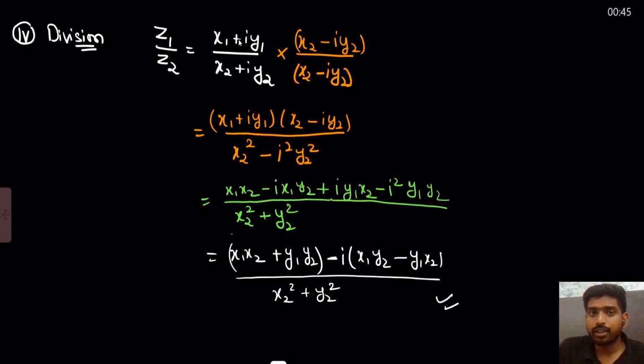This is how we are going to divide. First we will write the numerator and denominator. If the iota symbol is there in the denominator, then we will rationalize and remove this iota from the denominator. Got it? This is how we will perform the division operation in complex numbers. Now next, the fifth operation is equality.